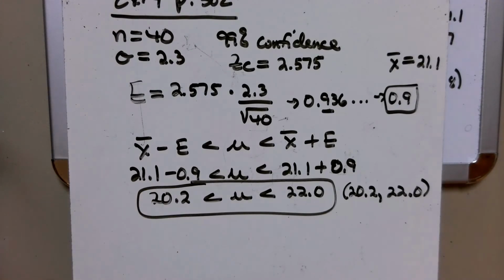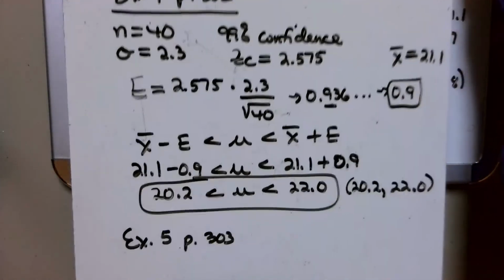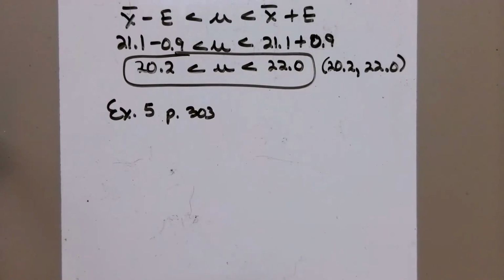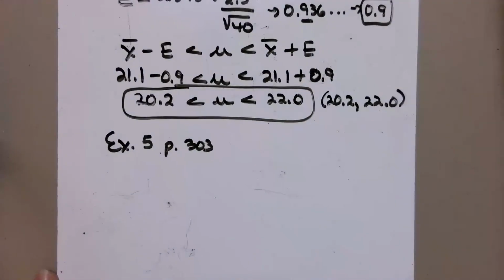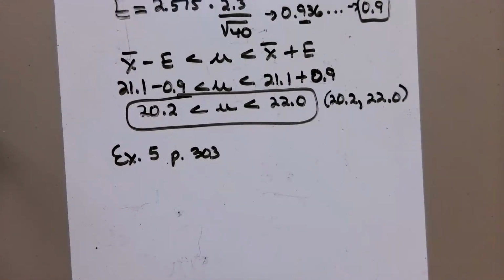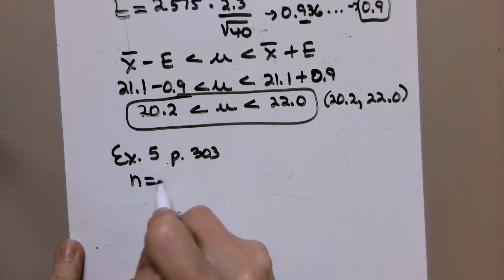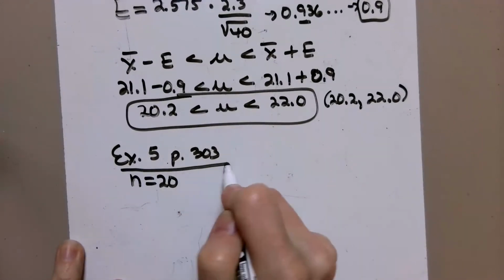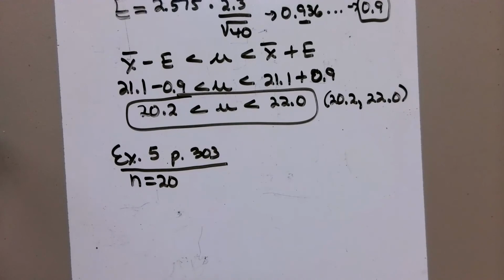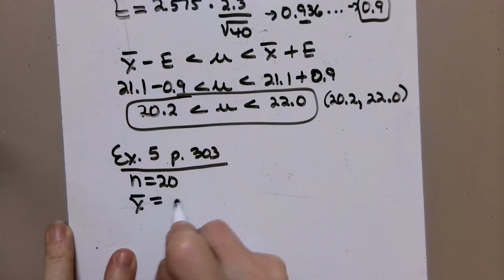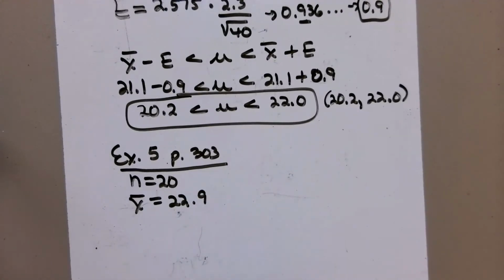So we'll go to example 5 and do one more confidence interval, which is on page 303. So on example 5, page 303, it says a college admissions director wishes to estimate the mean age of all students currently enrolled in a random sample of 20 students. It's kind of a small sample here, only 20 students. The mean age is found to be 22.9 years. That comes from the sample, so that's X bar, the sample mean.